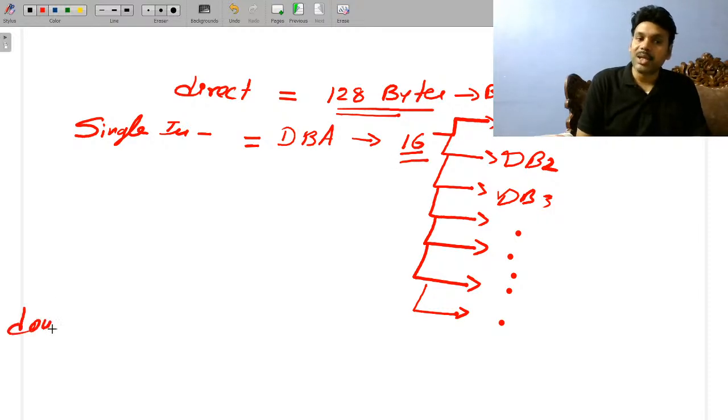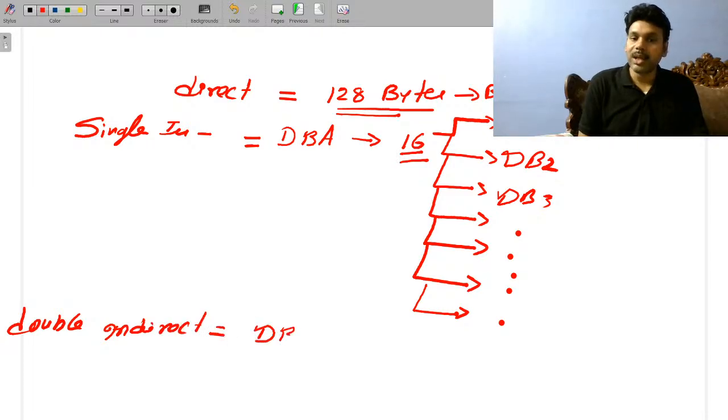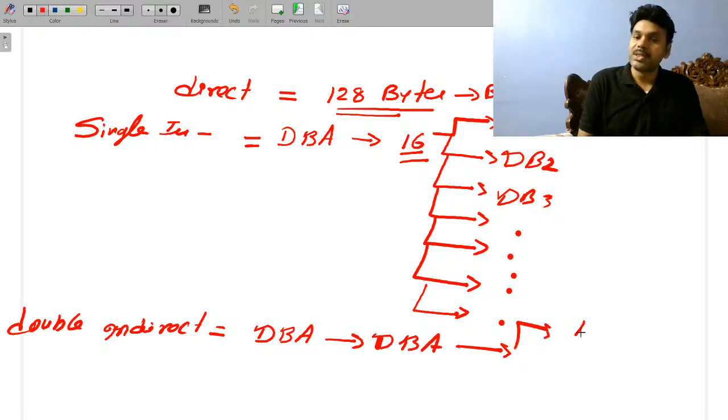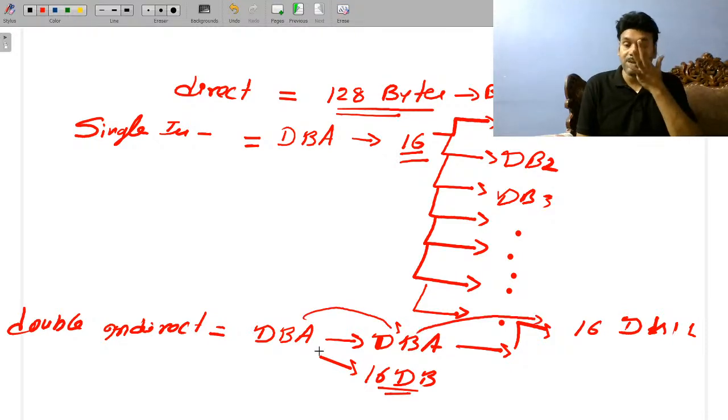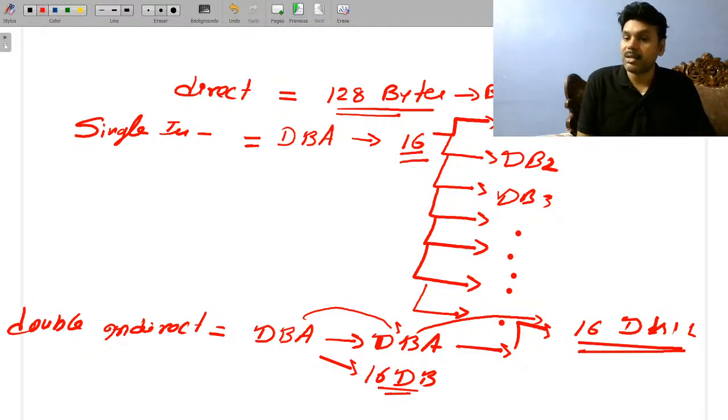And if I am talking about double indirect, so we have a DBA and that DBA again points further to DBAs, and again it is pointing to 16 disk blocks. This also points to 16 disk blocks, which consist of addresses. This is the architecture. At last, you are going to store your data exactly in this particular disk block.